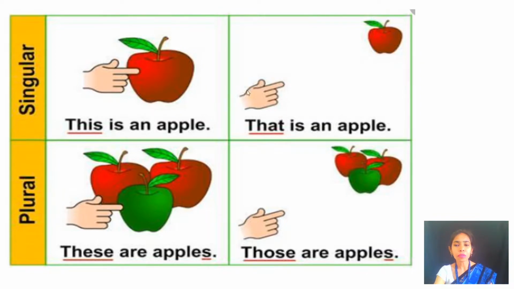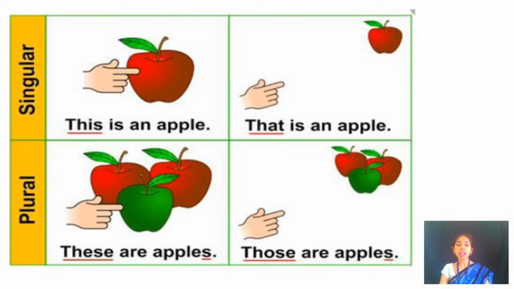Like see in this picture, now the apple is kept far. Apple कहाँ पर है? दूर रखा गया है. So that is an apple, right? Now when the apples are more than one, if the apples are more than one and it is kept at distance, this दूर है. So अगर हम एक से ज़्यादा apples हो गए और दूर रखे हैं तो हम क्या लगाएंगे that की जगह? Instead of that we will use the demonstrative one, that is those.